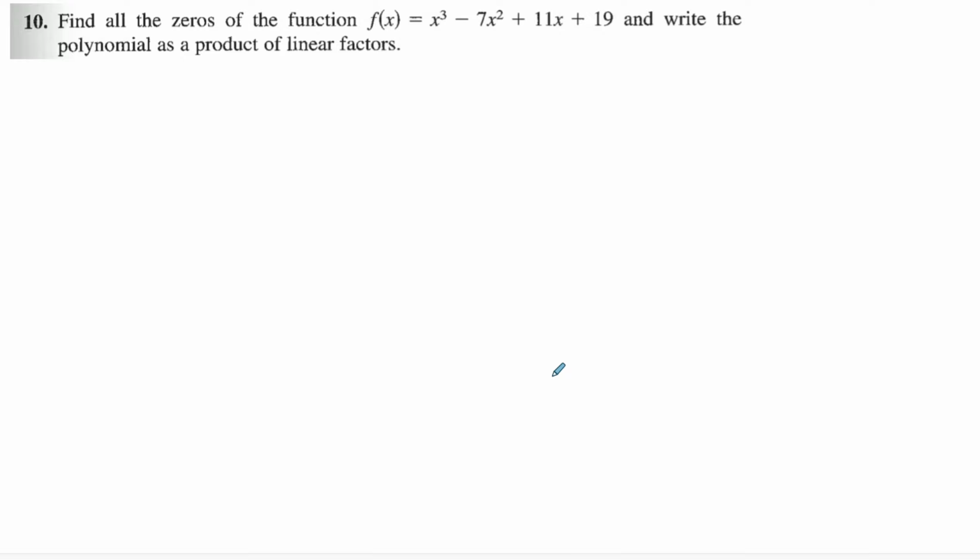All right, find all the zeros of this function and write the following numbers as a product of linear factors. Okay, there's 2 ways to go here. One is to take a wild stab at what you think the roots might be and then divide.